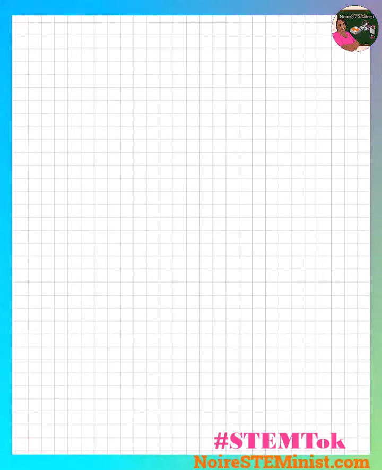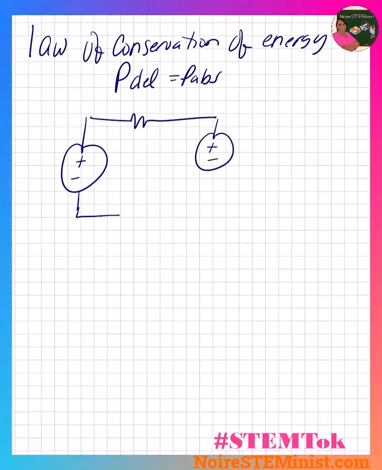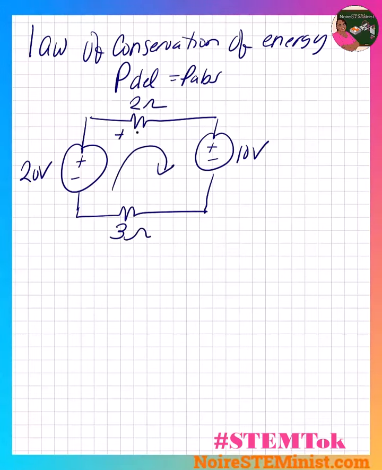Let's talk about the law of conservation of energy, which states that power delivered equals power absorbed. Here we have an electric circuit with two voltage sources. I have a 20 volt and 10 volt source in series with a 2 ohm and 3 ohm resistor. They're all in series, so they all have the same current.